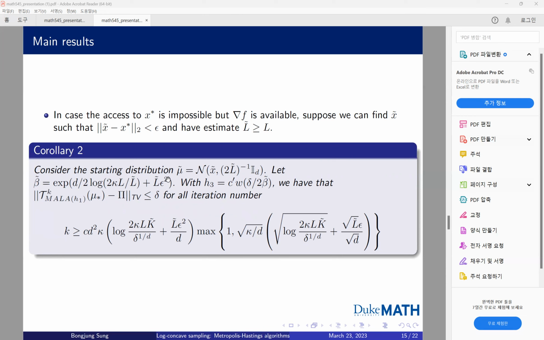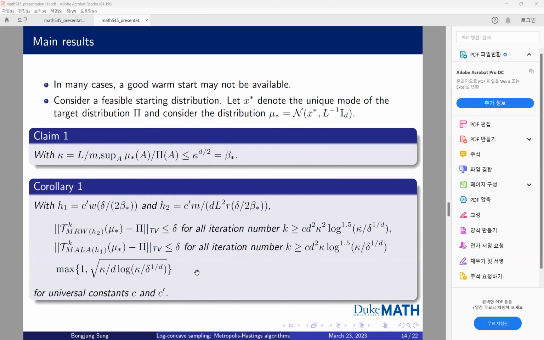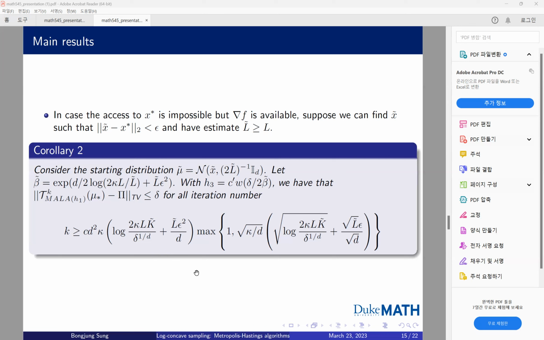Then again, if we consider the following starting distribution mu tilde, it still satisfies the warm start with beta tilde. With the modified step size depending on w, the mixing time bound for MALA still satisfies the following. It is good to note that when epsilon tends to 0, so that x tilde gets closer to x star and L tilde also tends to L, then we have the same mixing time bound as in the previous result, which is quite natural because x tilde tends to x star when epsilon gets closer to 0.